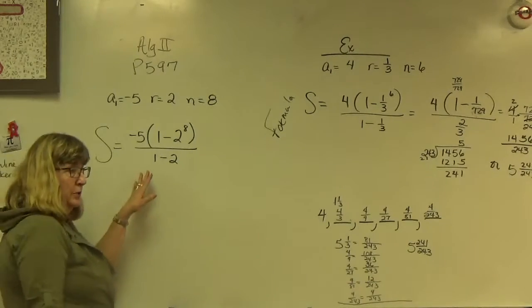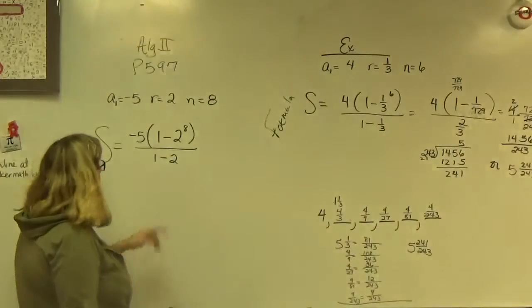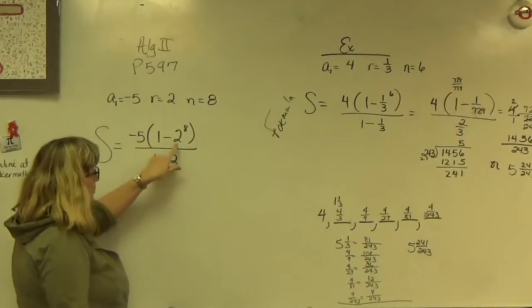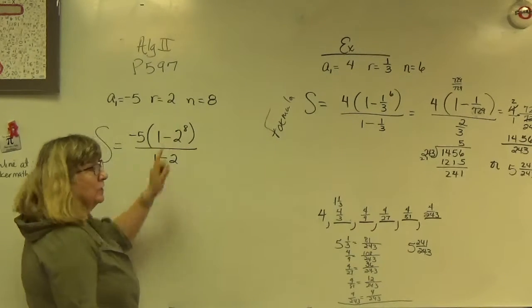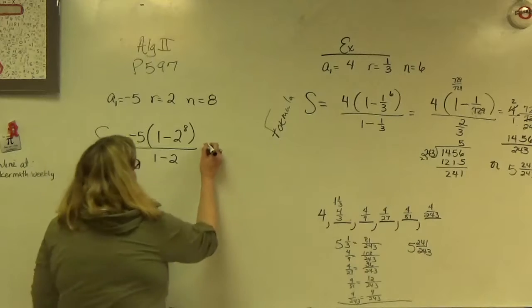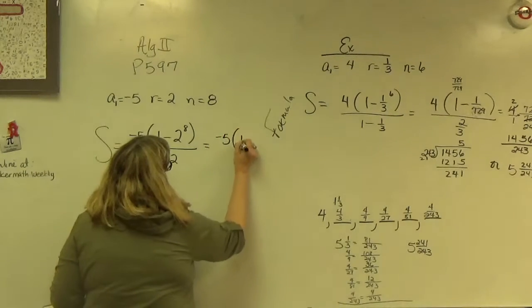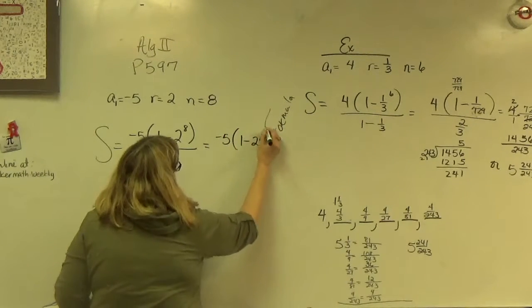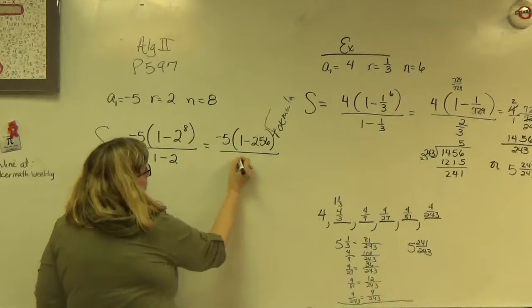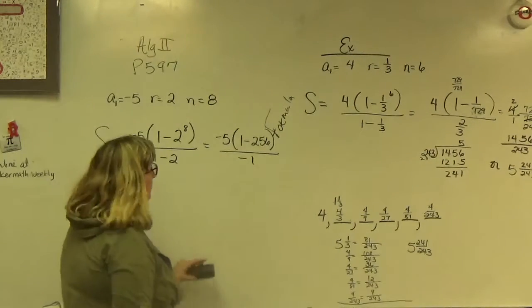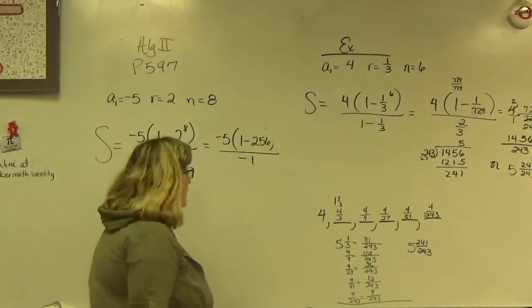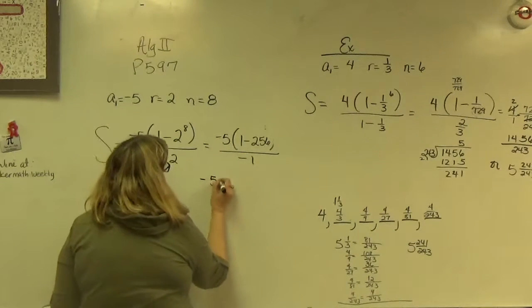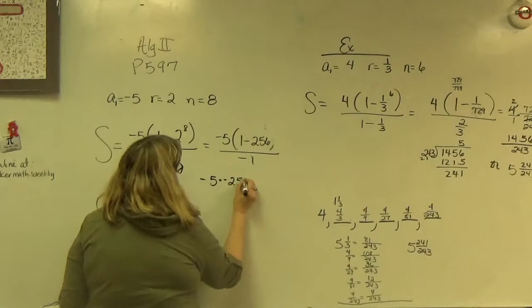Okay, has everybody got this put into the formula? Okay, so we have to do raising to a power first. What's 2 to the 8th? Somebody tell me what that is. 256. And 1 minus 2 is a negative 1. Okay, now, inside the parentheses, what's 1 minus 256? -255.